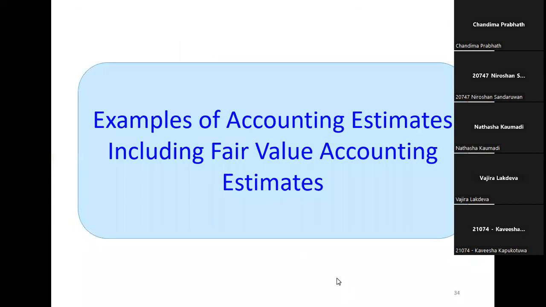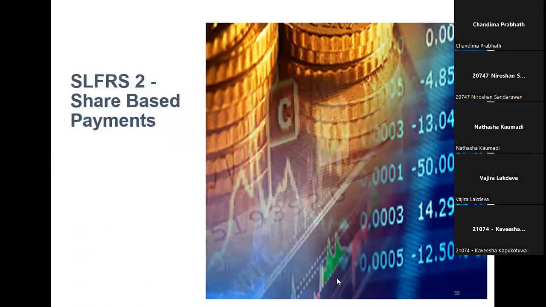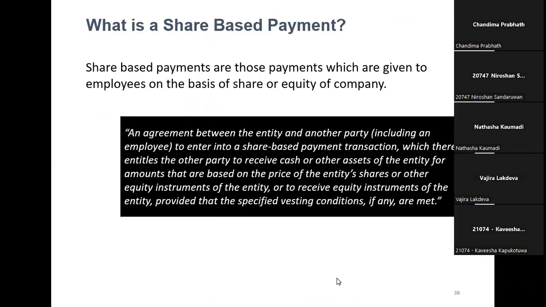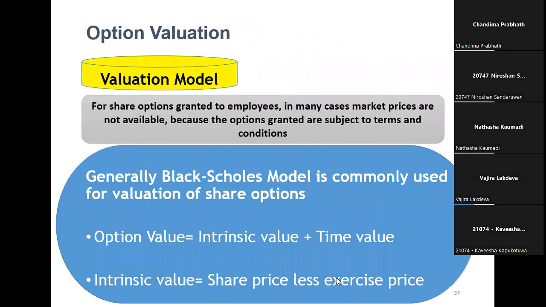So this is disclosure requirements. Now this is an example of accounting estimate, including fair value accounting estimate. Share-based payment, right? SLFRS 2, right? Share-based payments are those payments which are given to employees on the basis of share or equity of the company, right? Now when it comes to share-based payment, generally accepted model.